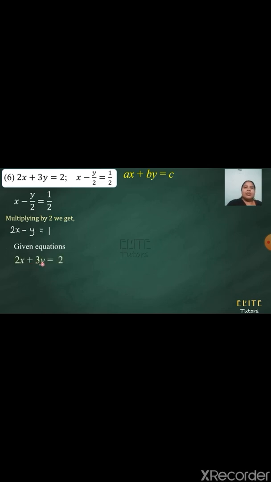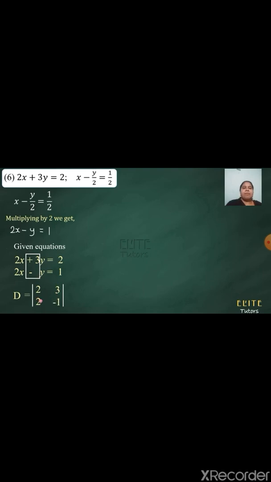Let us write the two given equations now. The first equation was 2x plus 3y is equal to 2, and second is 2x minus y is equal to 1. Now the same method to be followed. First we will find out the determinant, that is a1, a2, b1, b2. Coefficient of x 2 and 2, coefficient of y 3, and nothing is written means 1. So we will take 3 minus 1.